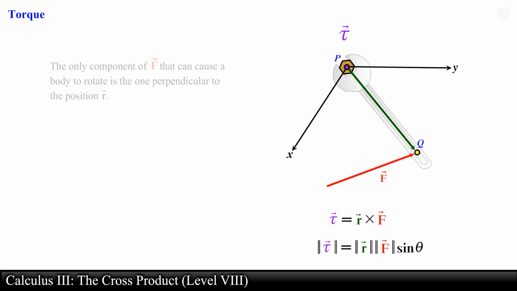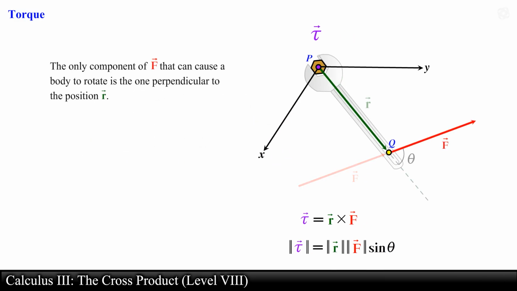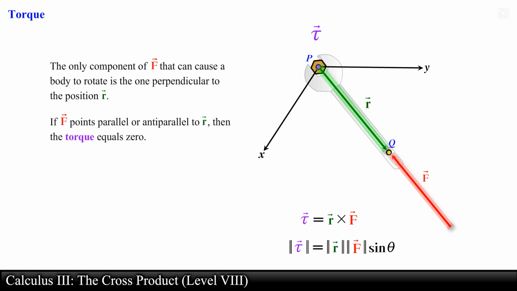Also notice that the only component of the force vector F that can cause a body to rotate is the one perpendicular to the position vector r, or in this case, the magnitude of the force vector F times sine of theta. If the force vector points parallel or anti-parallel to the position vector r, this force will not cause the wrench to rotate, so it will not tighten or loosen the bolt.